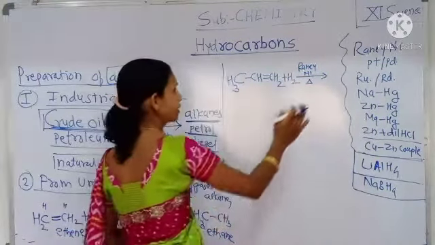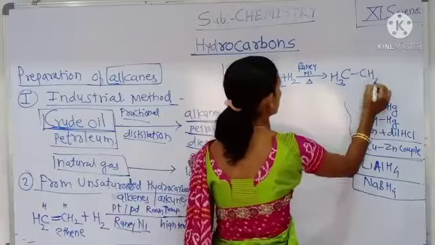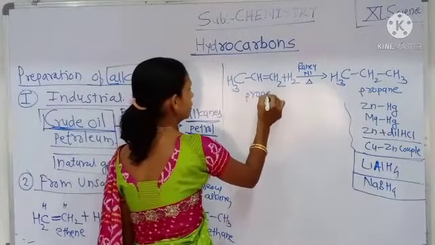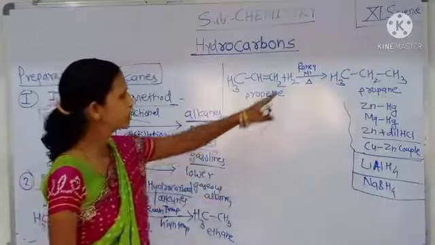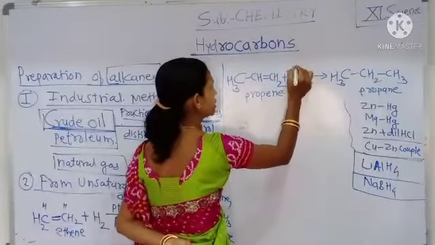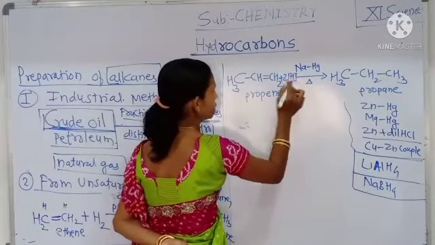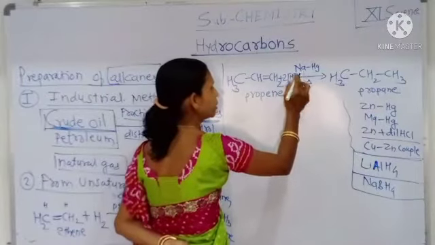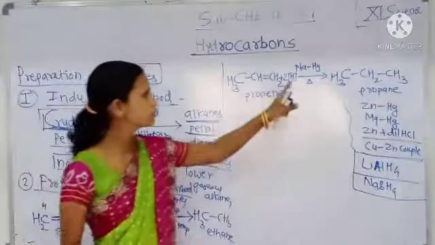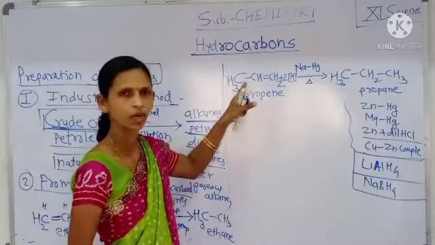On heating, it gives propane, CH3CH2CH3. That is, propane is obtained from reduction of propene using the reducing agent Raney nickel. Instead of Raney nickel, if we use NaHg, that is sodium amalgam, then nascent hydrogen is obtained. Nascent hydrogen means newly, freshly prepared hydrogen, which reduces the alkene.